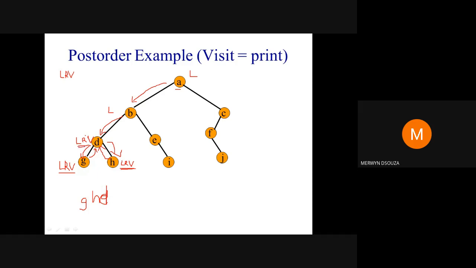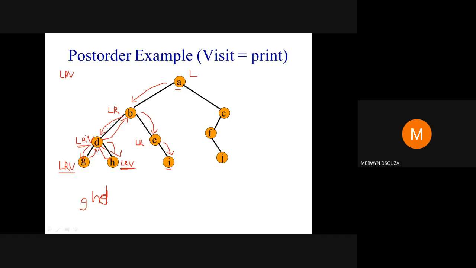Any steps remaining? No, so go back up. Any step remaining here? The right subtree is remaining. So go to the right. Okay, new node. So what will you do? Again start from the left. Can you go left? No, you cannot go left. So you will try the second step, right. Can you go right? Yes, you can go right.